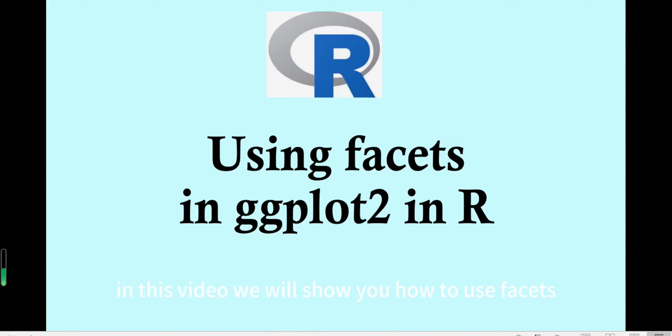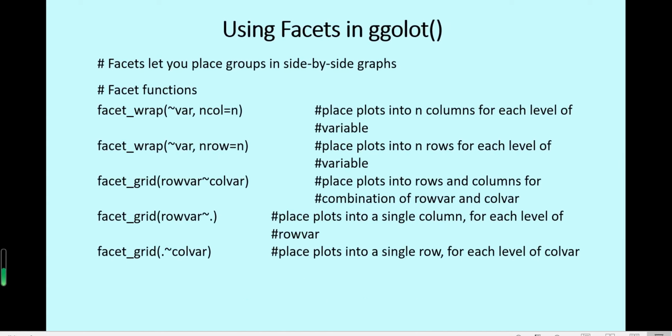In this video, we will show how to use facets in ggplot2 functions in R. So what are facets? In the ggplot function, we can use facets to place several plots into n columns or into n rows. For example, we can use facet_wrap with a variable, so the different values of the variable will be plotted in different columns. There are several types of facets.